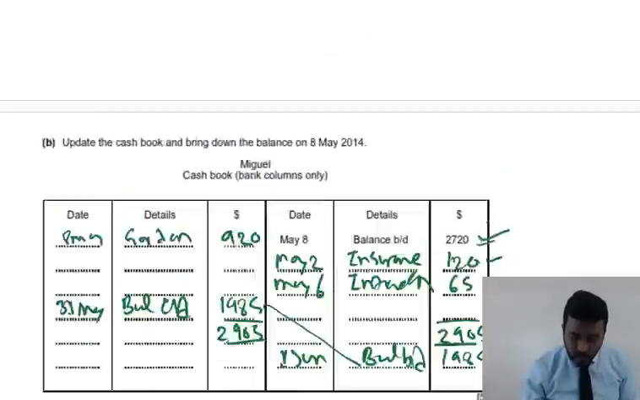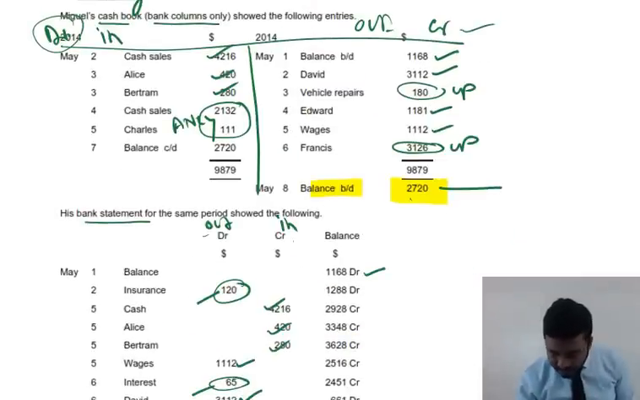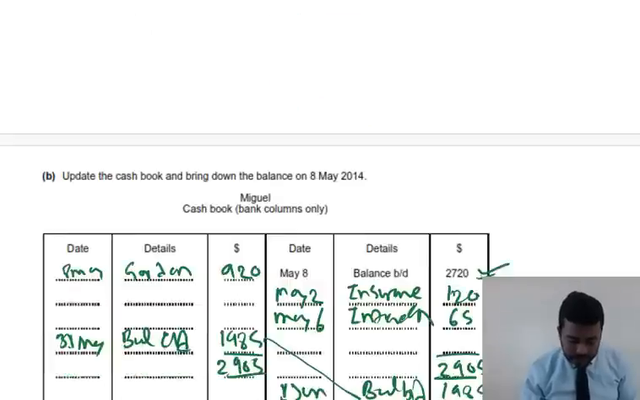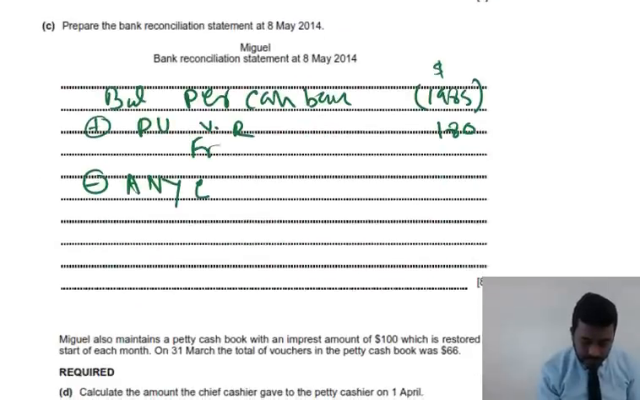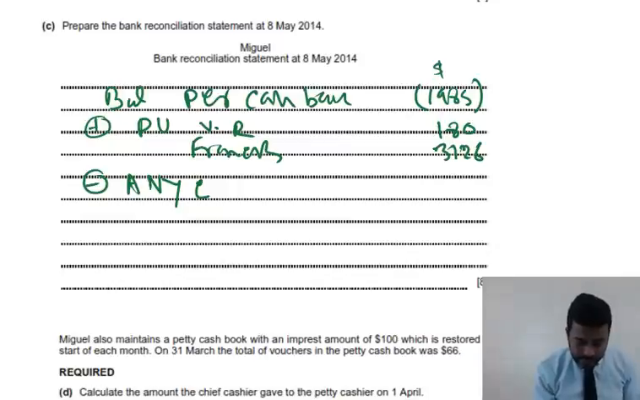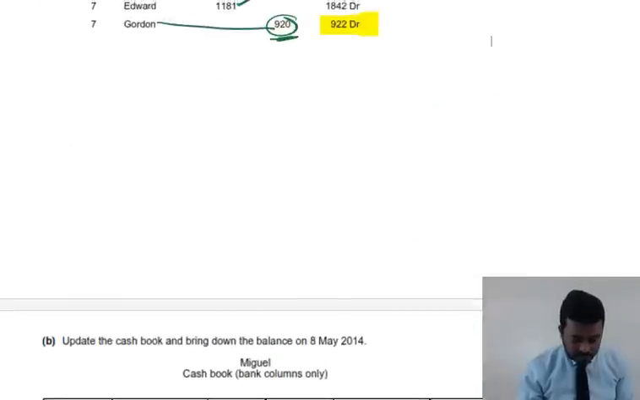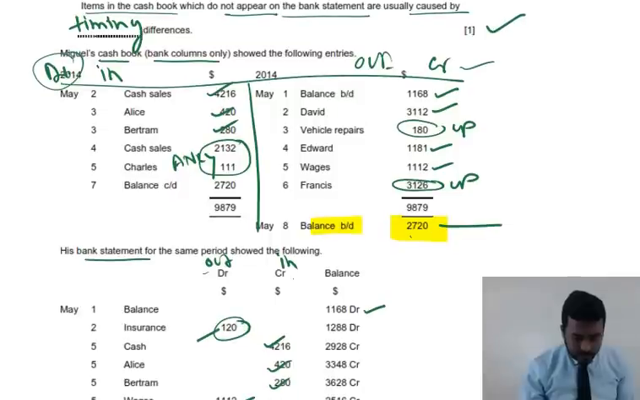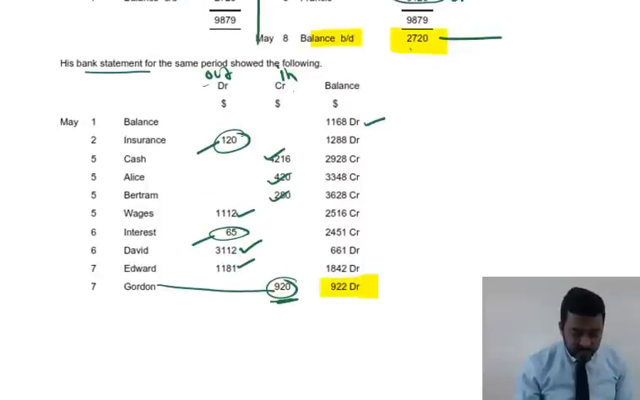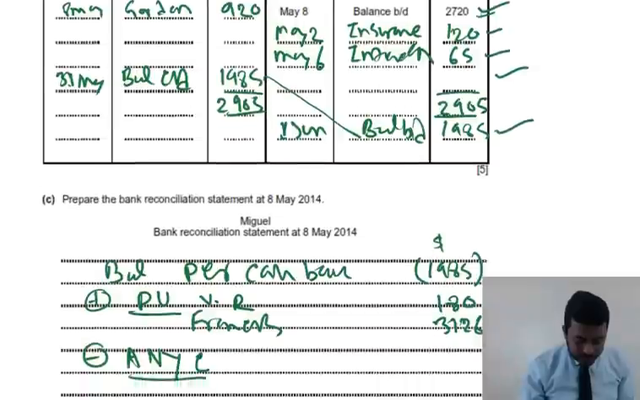And one more item for Francis, 3126. And then amounts not yet credited, could be a couple or could be one. Let's see. There are a couple. 2132 sales. You don't need to write cash. It is sales, it's a bank column. It's sales, money into the bank. And Charles here. Okay, Charles. Sales 2132.